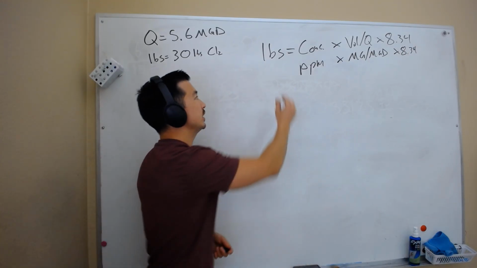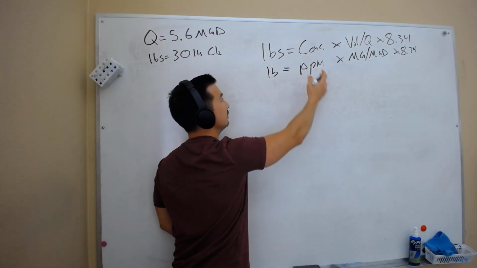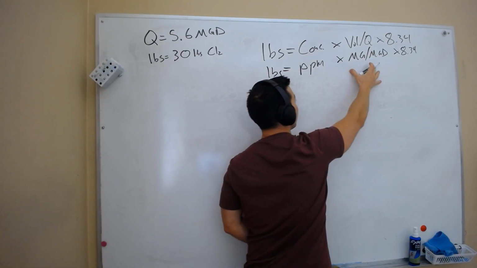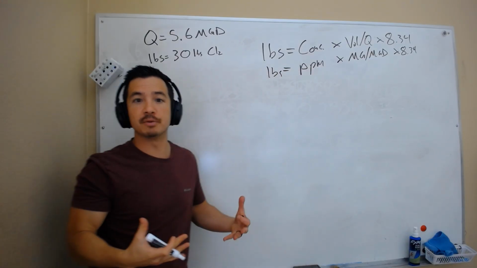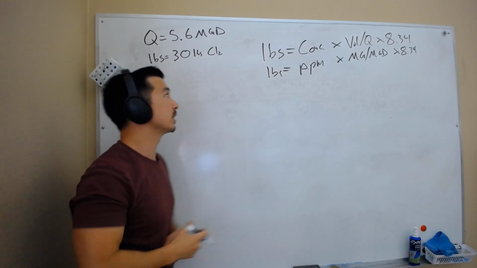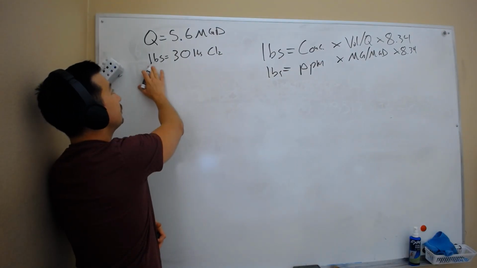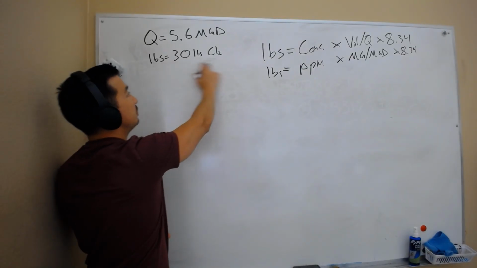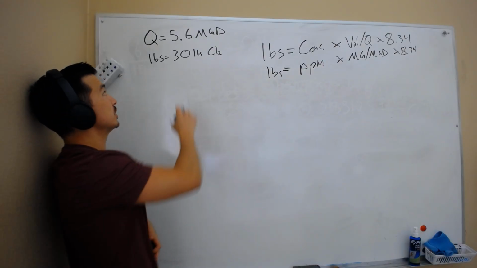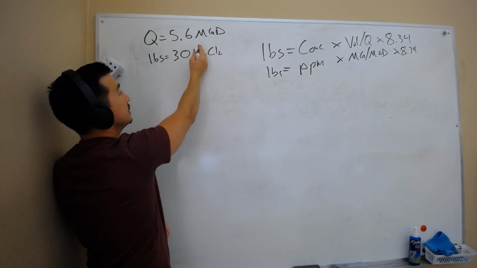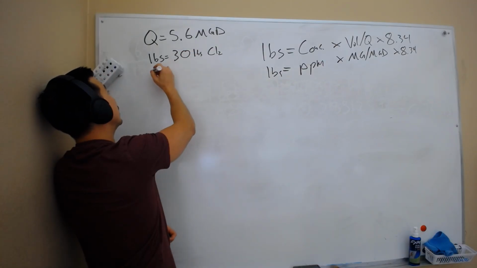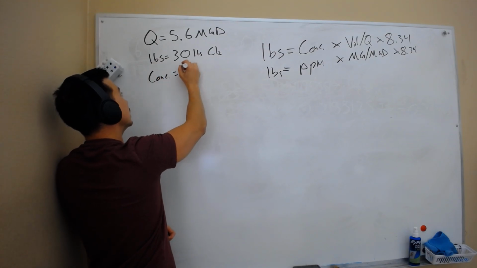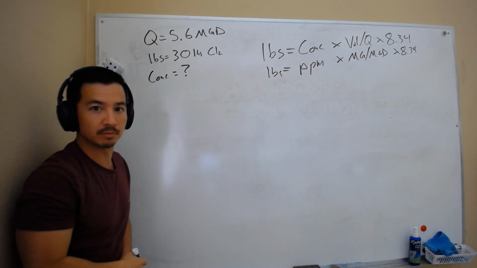Now, in traditional use of this problem, we're going to be given the concentration, given the volume or flow, we calculate pounds. That's not always going to be the case though. So what we're going to be looking at right here is we're actually given the fact that we dosed with 30 pounds of chlorine. We dosed a flow rate at our treatment plant of 5.6 MGD, and we want to know what should our concentration be given these parameters.